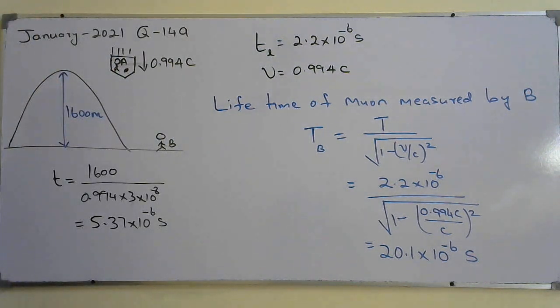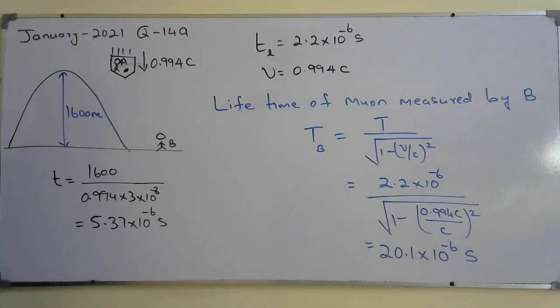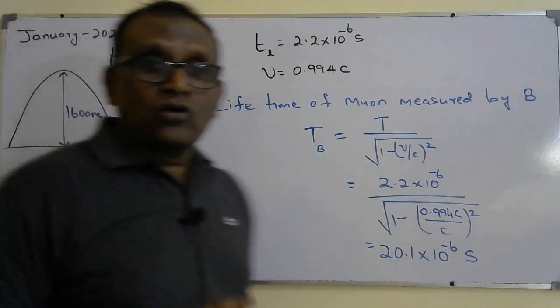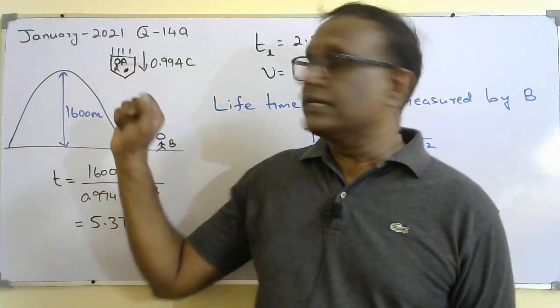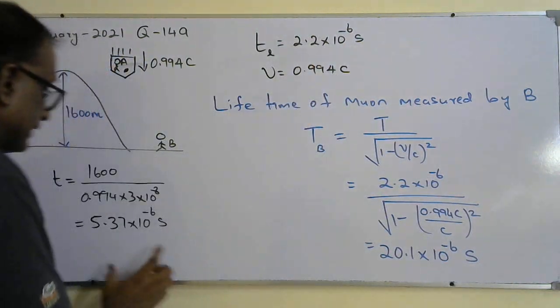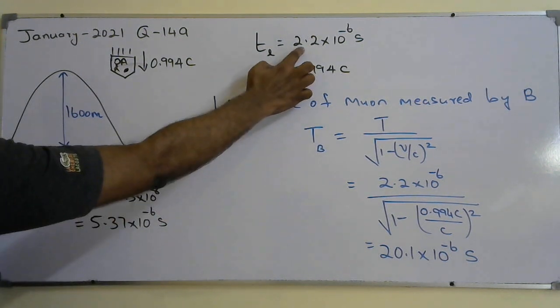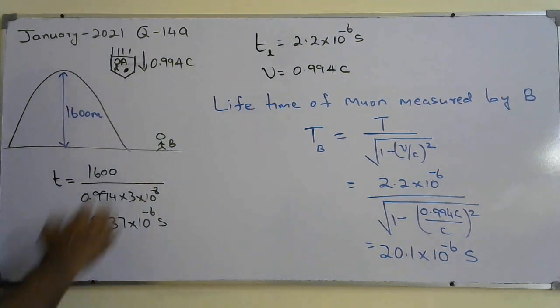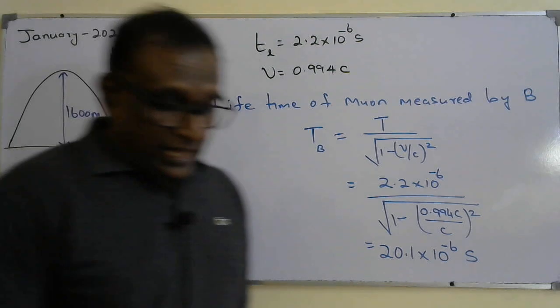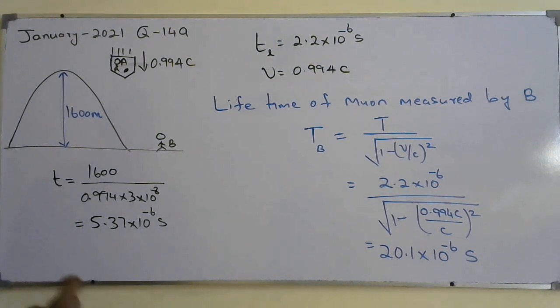Yes, that's right. Now the problem is, if you ask A, the observer inside the vehicle, the rocket, he will say the lifetime remains the same, 2.2 × 10^-6 seconds. So if you ask observer A how the muon inside the rocket is able to reach the bottom, because its lifetime is 2.2 × 10^-6 seconds and the time required to reach the bottom is 5.37 × 10^-6 seconds, which is larger than the lifetime, then observer A will say a different answer. According to him, there is no change in lifetime.